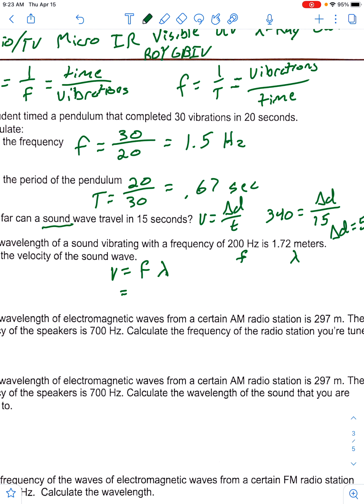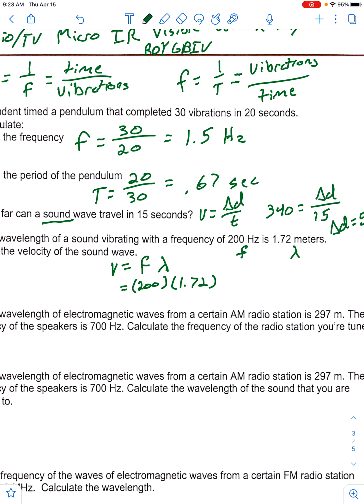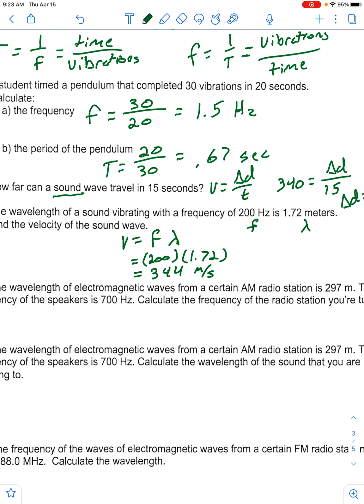So my velocity is going to equal 200 times my wavelength of 1.72. We're just going to multiply those together, and I get a velocity of 344 meters per second. That's it. Again, we're going to do a little bit of math on this page, but this is the level of difficulty. It's pretty much just this equation.